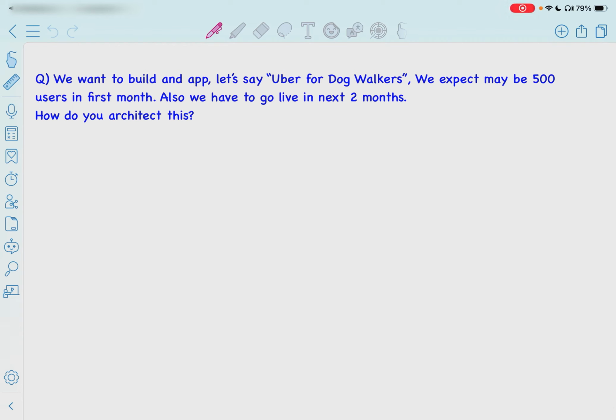So today we are going to simulate one interview scenario. Let's say you are facing one system design interview and the interviewer asks you to design one application, okay? Let's name that application Uber for dog walkers, okay? And we expect maybe 500 users in the first month, and we have to go live in the next 2 months. So how do you architect this?